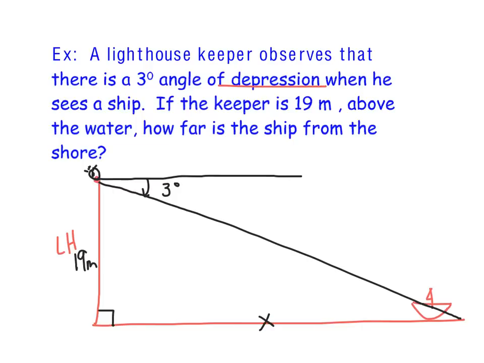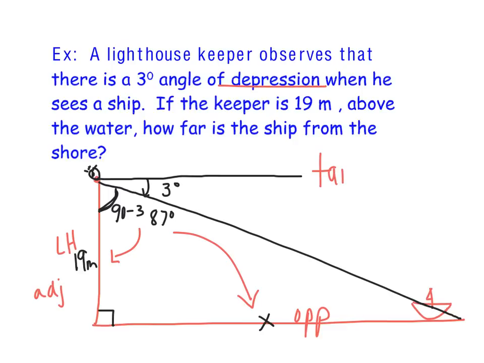Notice since this is horizontal and this is vertical, you can figure out this angle right here. 90 minus 3 gives you 87 degrees. Once you have this, you label your sides. Across from 87 is your opposite side. Beside it is your adjacent side. That means we get to use the tangent ratio. So tangent of 87 degrees is equal to x over 19.